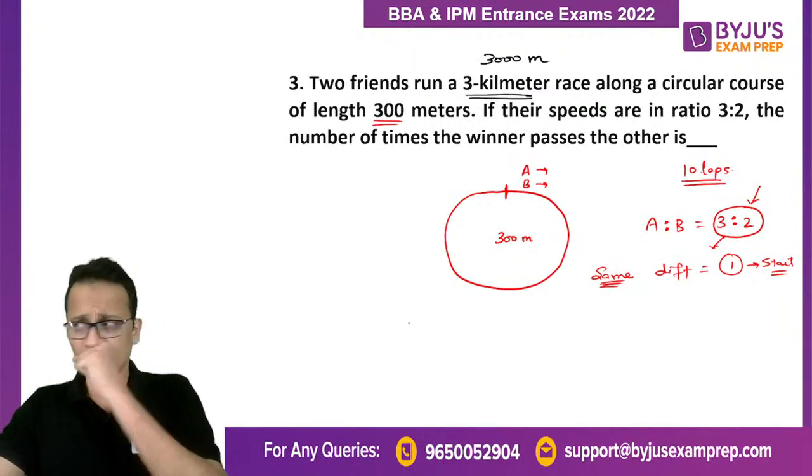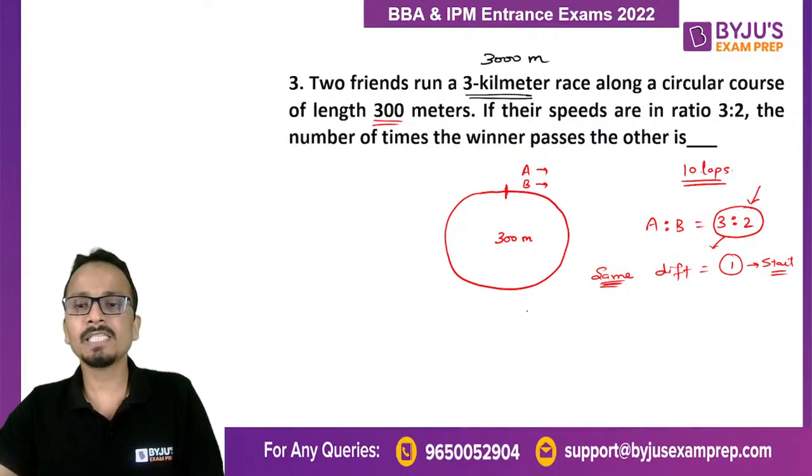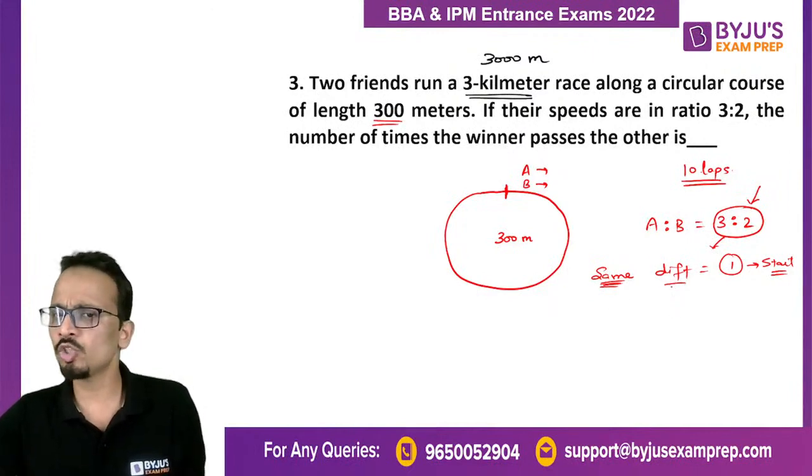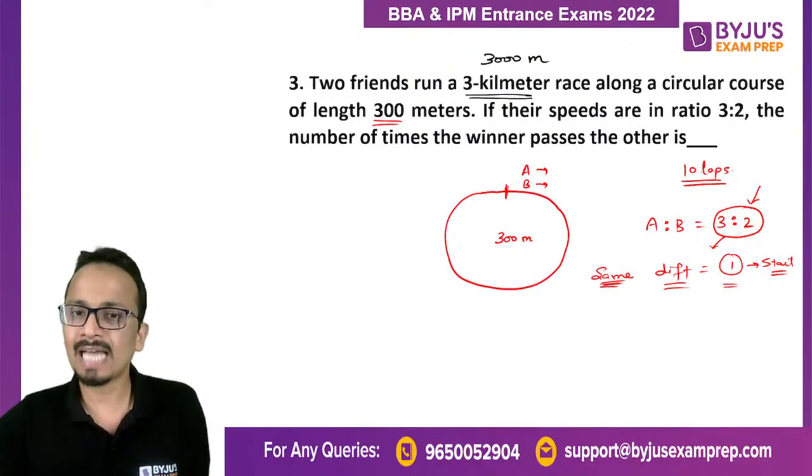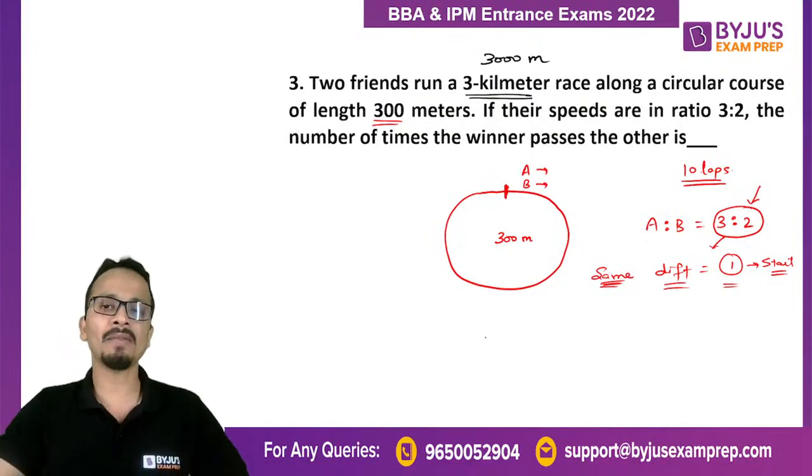But in this case, A and B are moving in the same direction. So there is only one point on the racetrack, the starting point, at which A and B will meet.